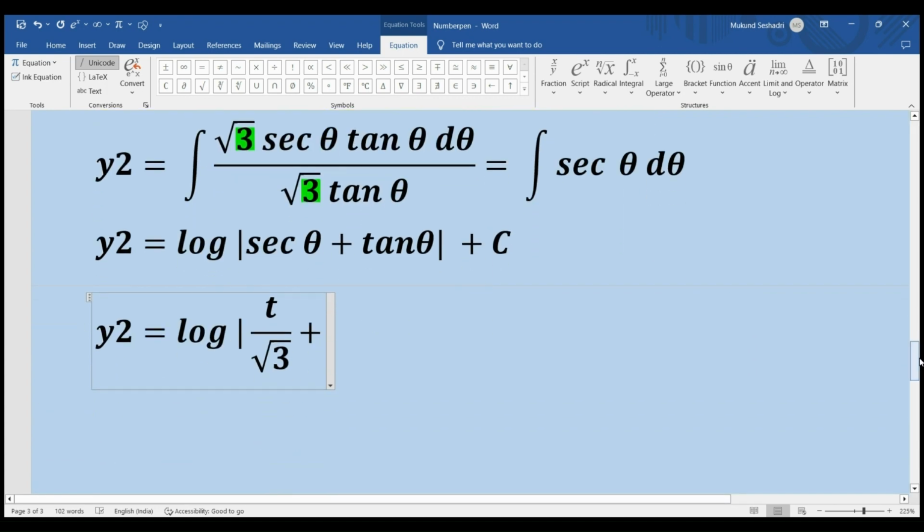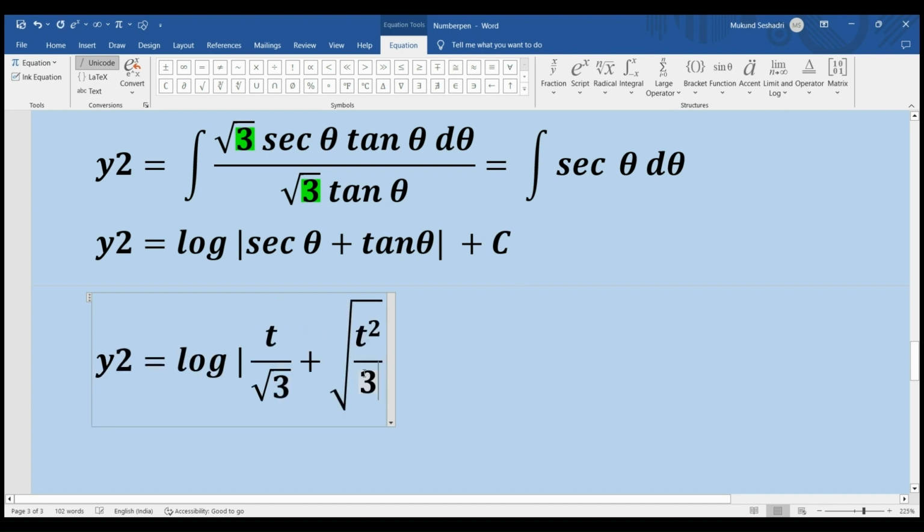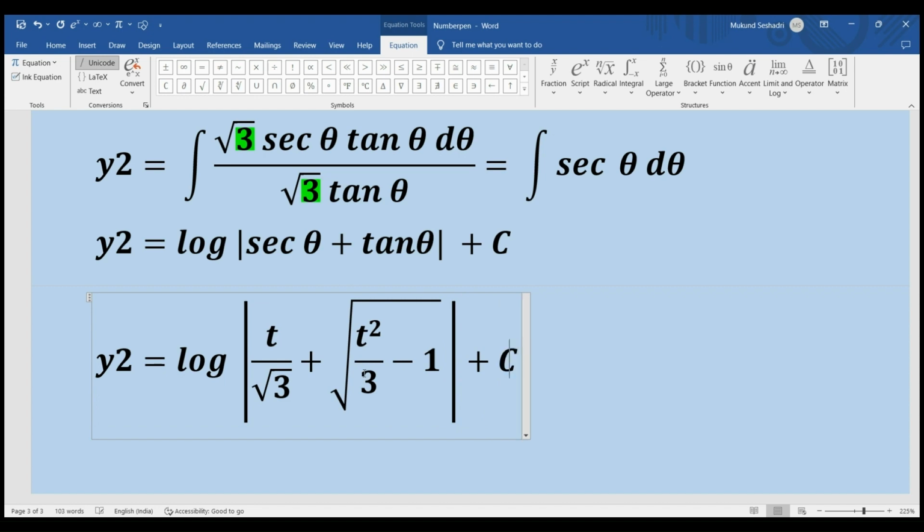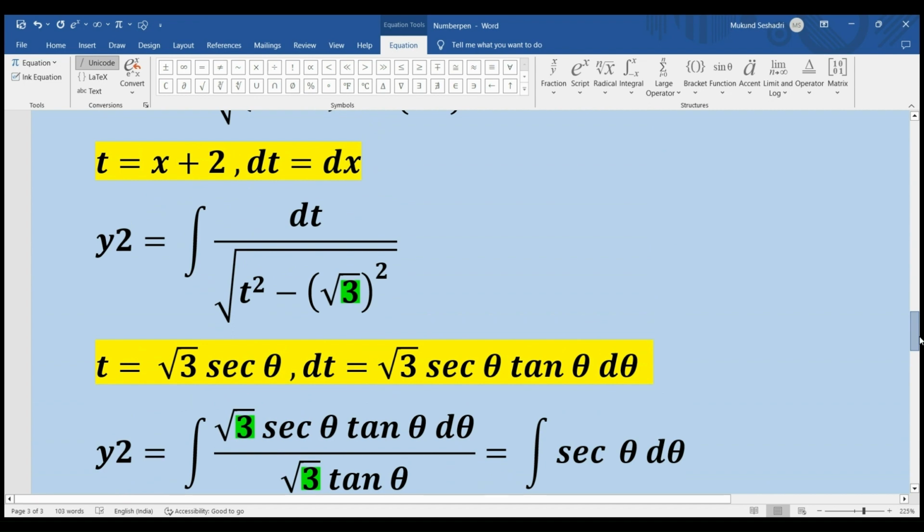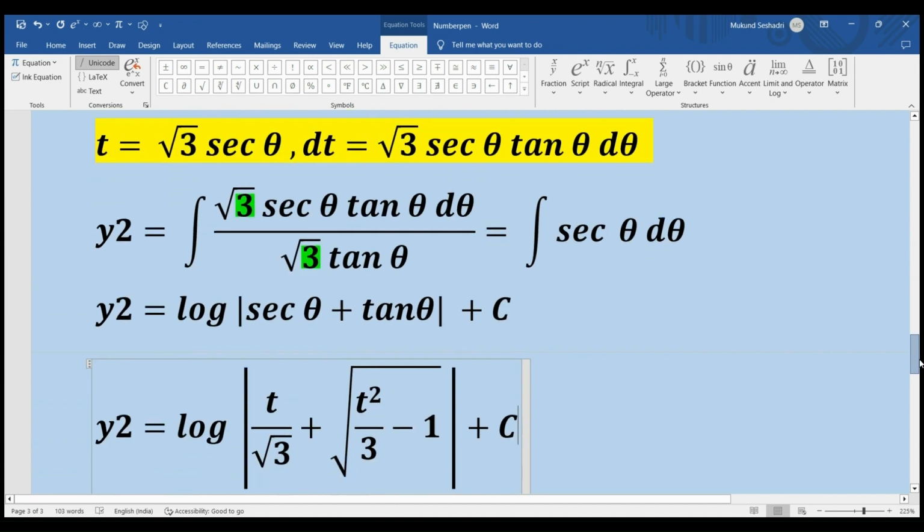What is my second part? I have a tan theta within the log expression. My tan theta is the square root of secant squared theta minus 1. And what does that mean? It means that it is the square root of (t by root 3) the whole square minus 1. So I have t square by 3 minus 1. Now I have it in terms of t, but I'm expected to express everything in terms of x. So I go back to the first substitution, t equals x plus 2.